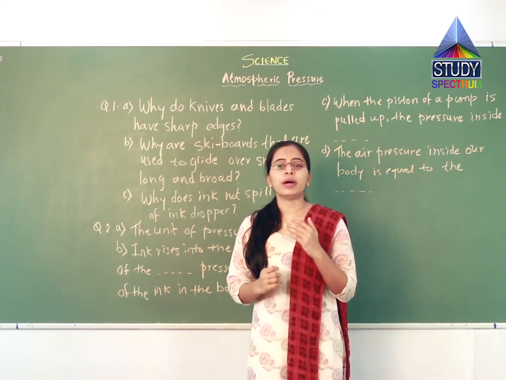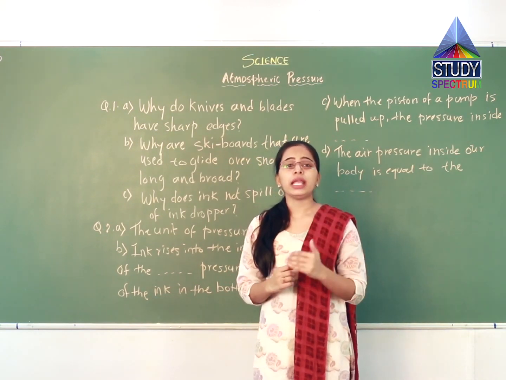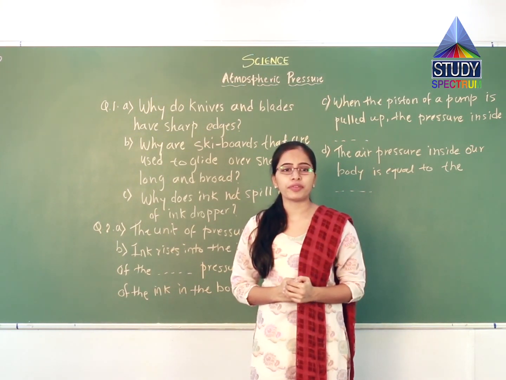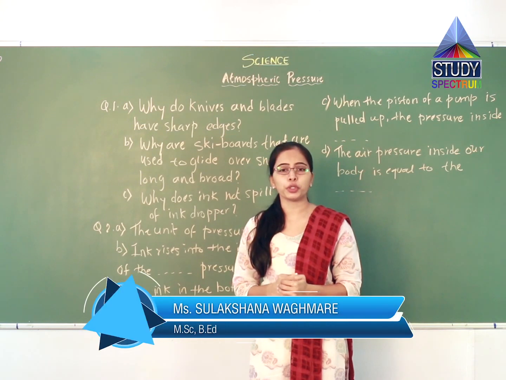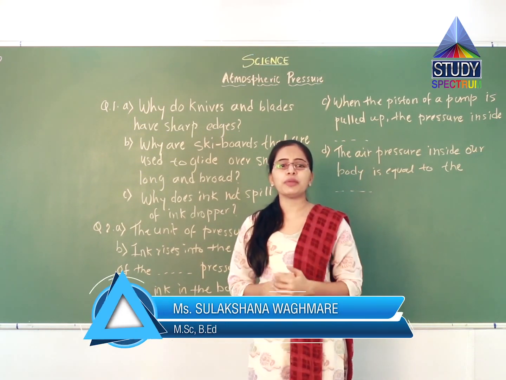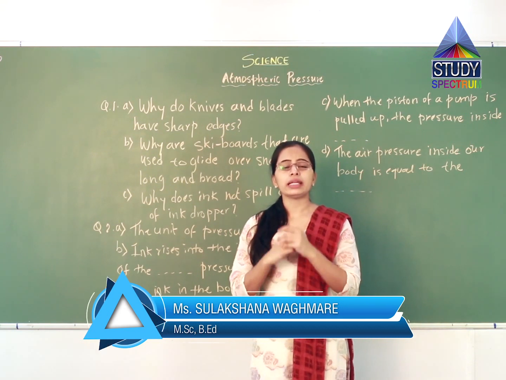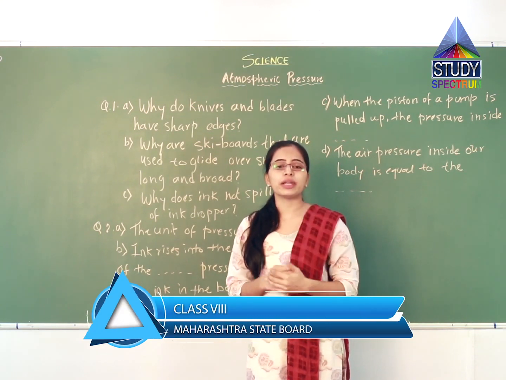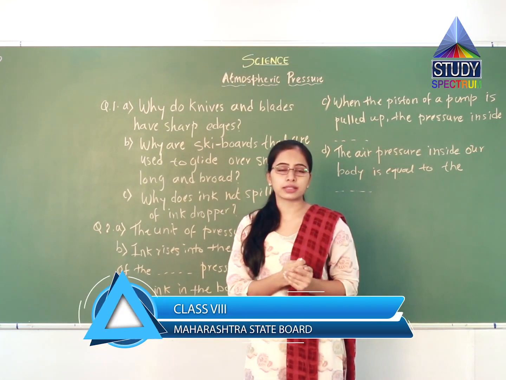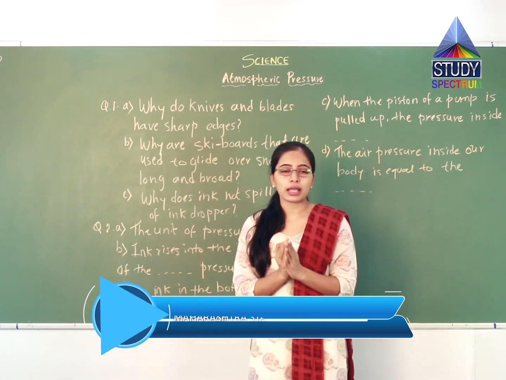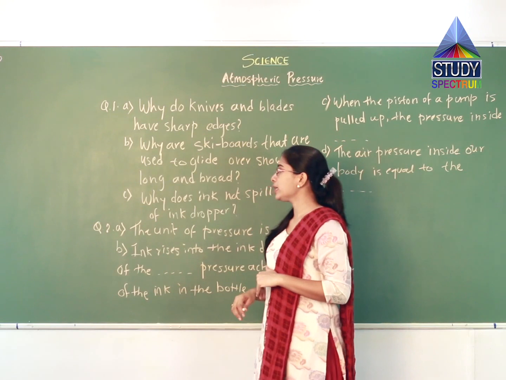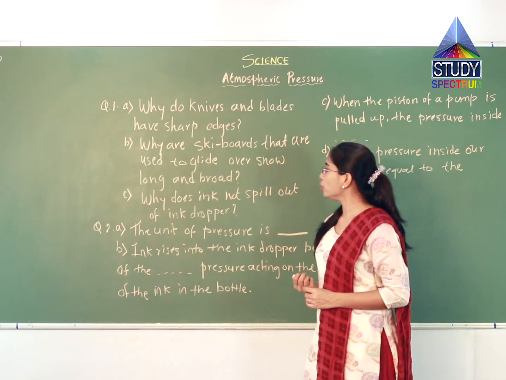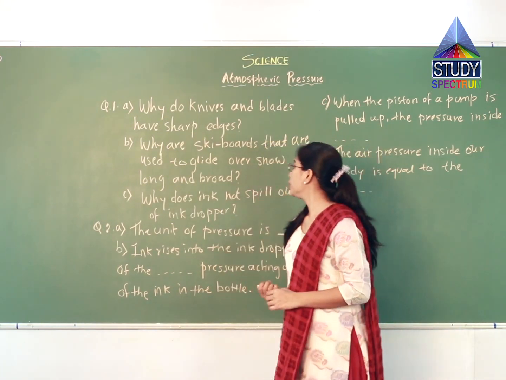The pressure produced by a given force depends upon the area of the surface on which the force acts. The less the surface area, the greater is the pressure produced. Knives and blades have sharp edges so that the area is decreased and hence the pressure is increased. This makes cutting an object easier. So this is your answer to the first question. Now in the second question you have, why are skyboards that are used to glide over the snow long and broad?